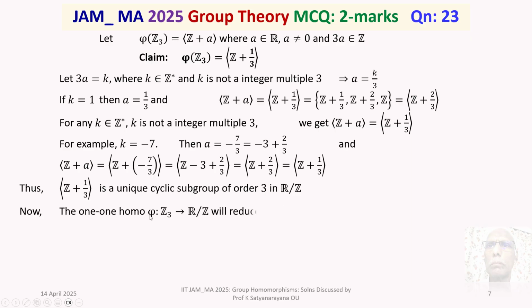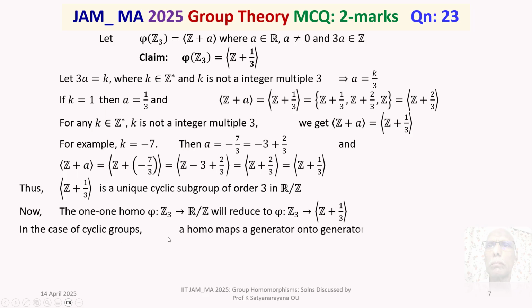Now, the one-to-one homomorphisms phi from Z3 to R by Z will now reduce to phi from Z3 to the cyclic subgroup generated by Z plus 1 by 3. Both are cyclic groups. So, in the case of finite cyclic groups, a homomorphism maps a generator onto a generator. In Z3, the generator is 1. In the cyclic group generated by Z plus 1 by 3, the generators are Z plus 1 by 3 and Z plus 2 by 3. So what are the possibilities?